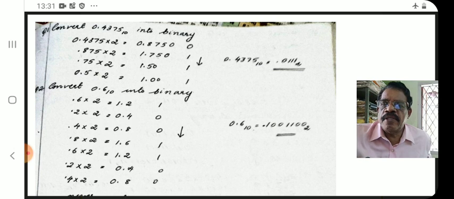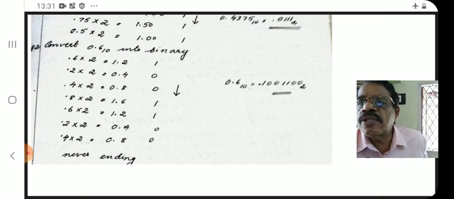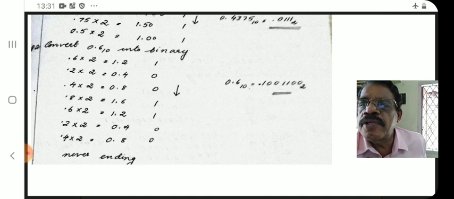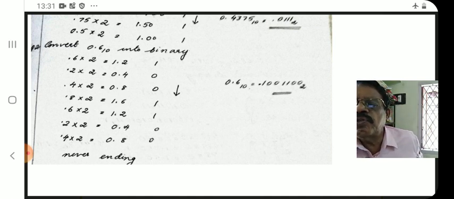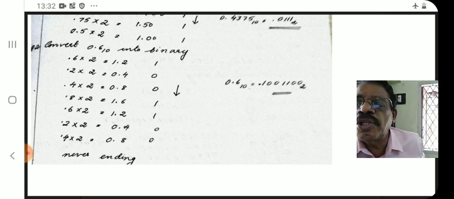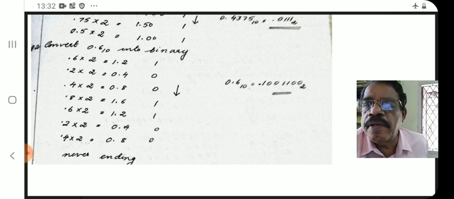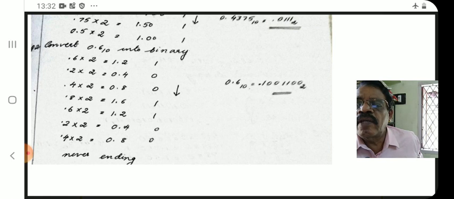The next question is 0.6 to the base 10 into binary. So we continue the process. 0.6 into 2 is 1.2, integral part is 1, then the decimal remaining is 0.2. 0.2 into 2 is 0.4, integer part is 0. Now 0.4 into 2 is 0.8, integer part is 0. Again 0.8 into 2 is 1.6, integer part is 1, and 0.6 into 2 is 1.2, integer part is 1. 0.2 into 2 is 0.4, integer part is 0, again 0.4 into 2 is 0.8, integer part is 0, and this is never ending. It is a never ending fraction, never ending multiplication. So we can stop at this point.